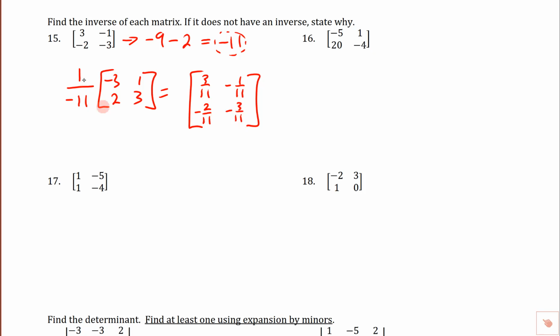Always a good idea, especially when we've got these fractions and a negative floating around here. Notice that we've got a negative here. That one turns out to be positive. And then these other three, they were positive. Now they're negative because we multiplied by that negative scalar. So that right there is our answer.